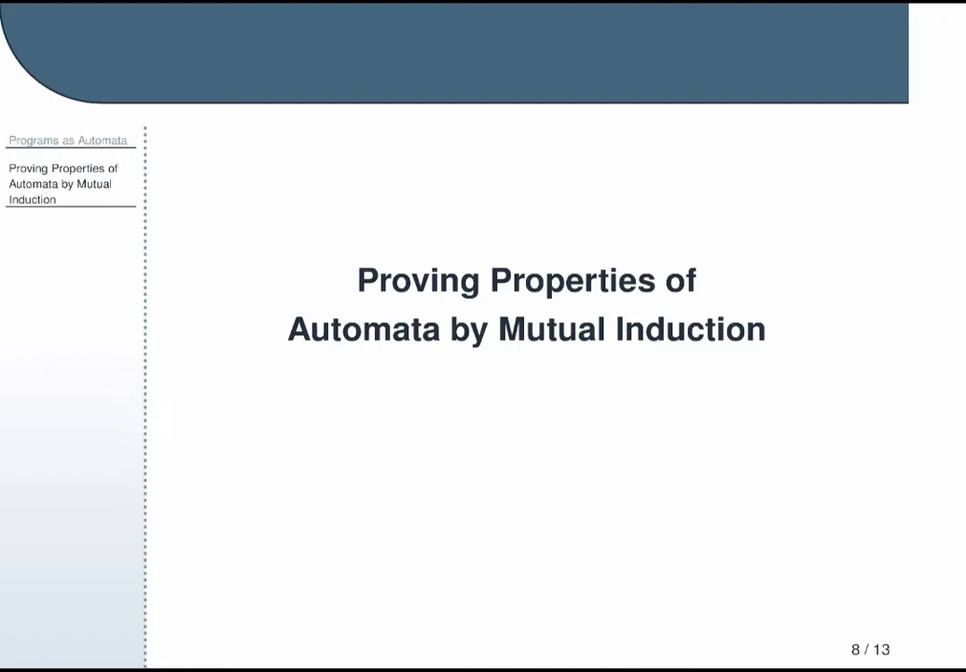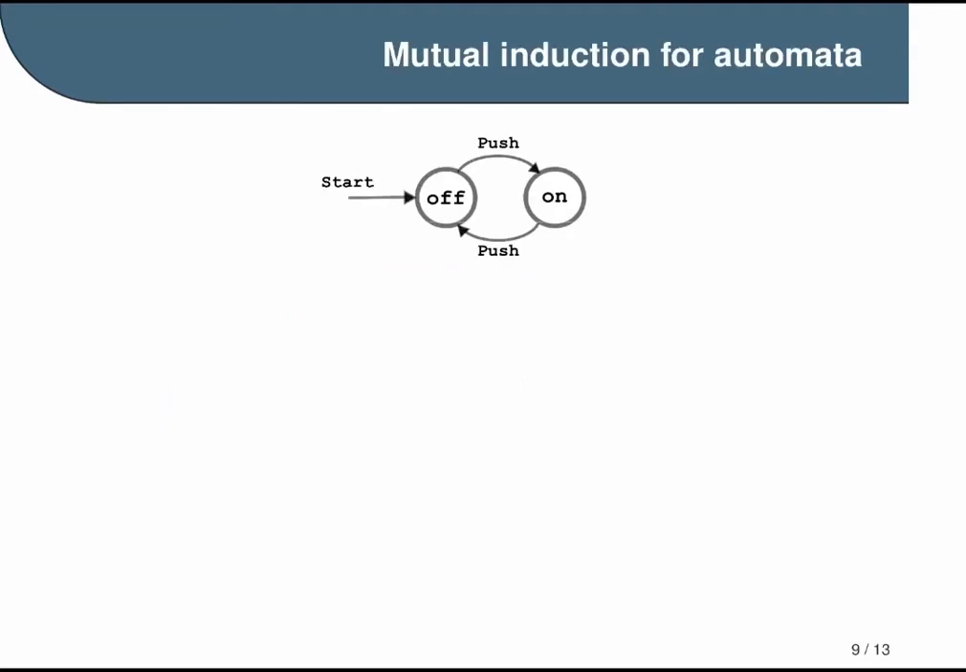This is the final video in the Systems and Proof module for Foundations of Computer Science. The topic is Proving Properties of Automata by Mutual Induction. We're going to prove a very simple property of a very simple deterministic finite automaton, which you have seen already. It is the automaton we use to model our on-off switch.